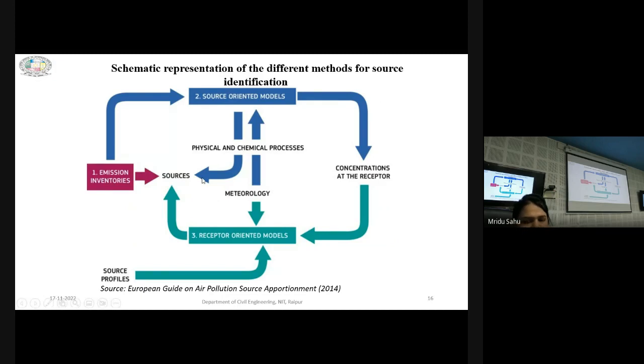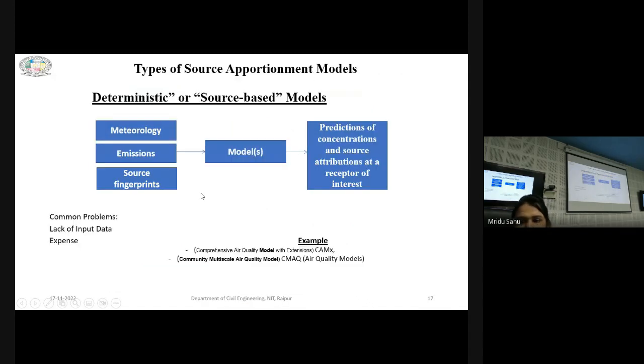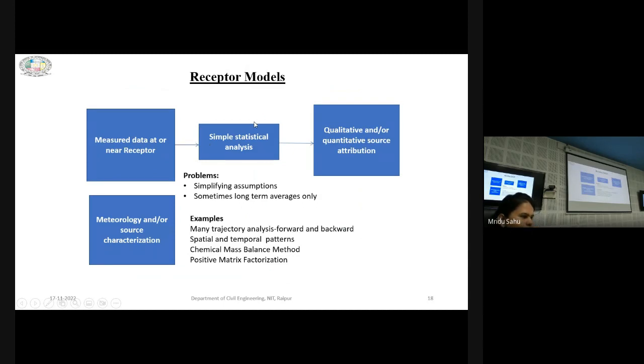Now, source-oriented models. These models are categorized as emission inventories, source-oriented models, and receptor-oriented models. And ultimately, the role of all these models is to identify the sources. I'll come to receptor models. Okay, I'll discuss this in this lecture.